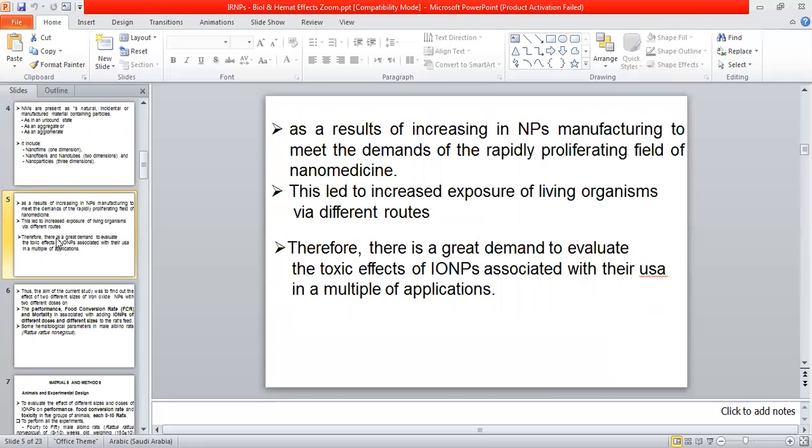Due to the extensive use and increasing production of nanoparticles, the high demand for these tiny particles, and the rapidly proliferating field of nanomedicine, this has led to the exposure of living organisms to these nanoparticles via different routes. Therefore, it is of great importance to evaluate the toxic effect of iron oxide nanoparticles associated with their use in multiple applications.